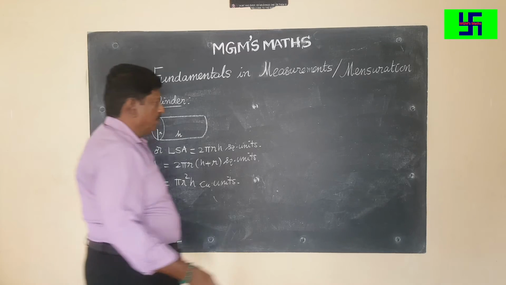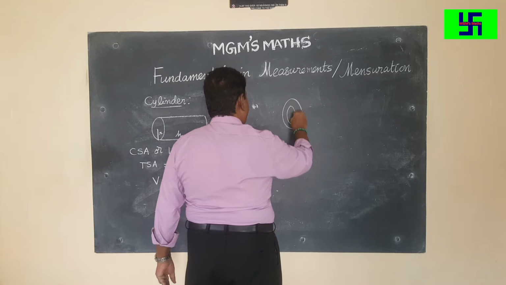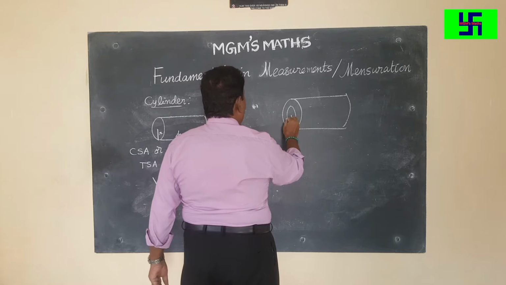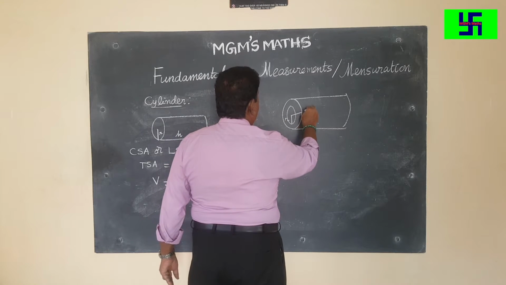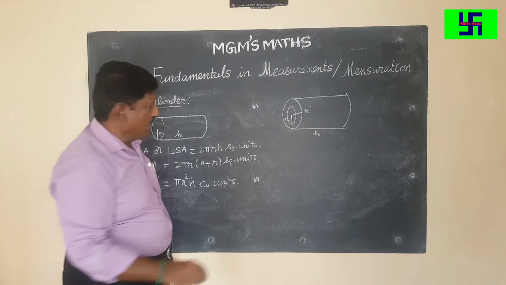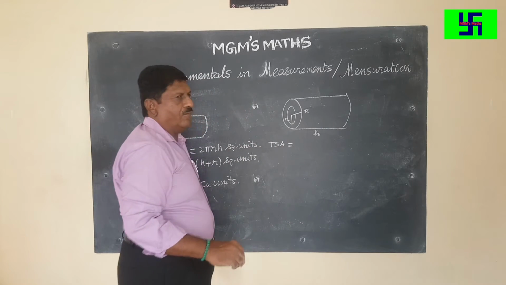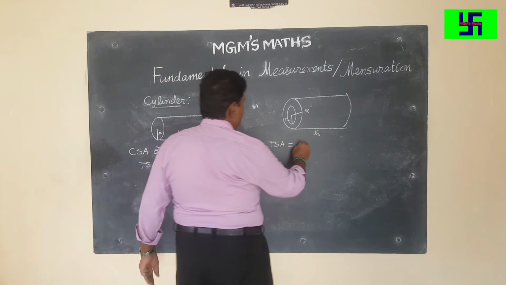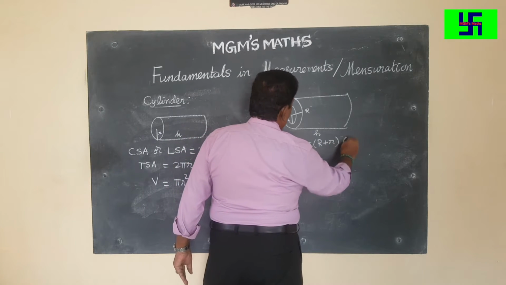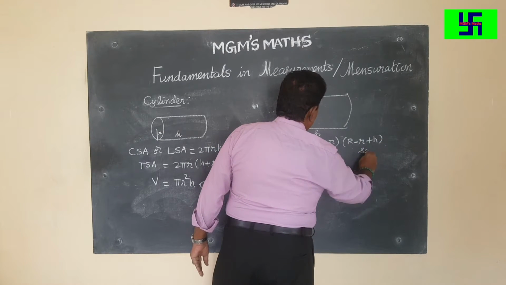Suppose you have a hollow cylinder whose inner radius is small r and outer radius is capital R and height H. What is the total surface area? Total surface area of the hollow cylinder is 2 pi into (R plus r) into (R minus r plus H) square units.